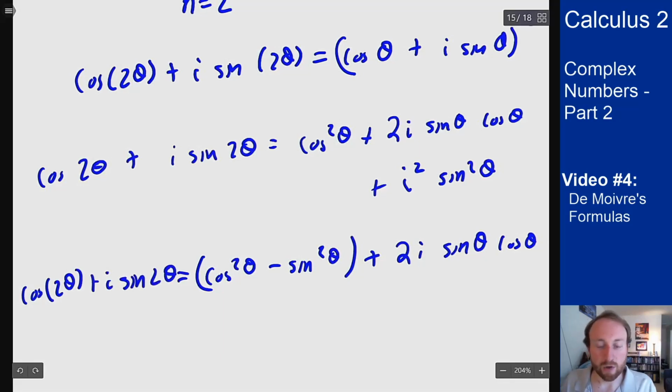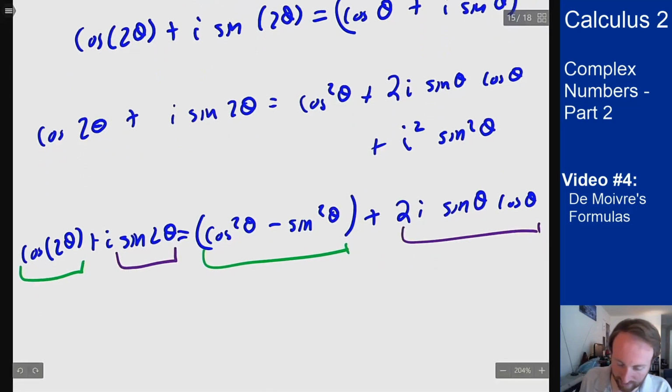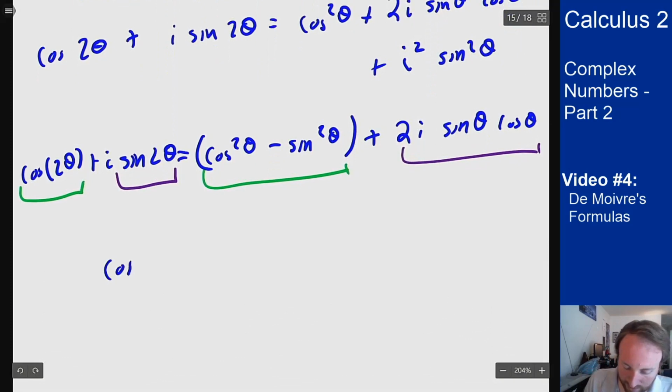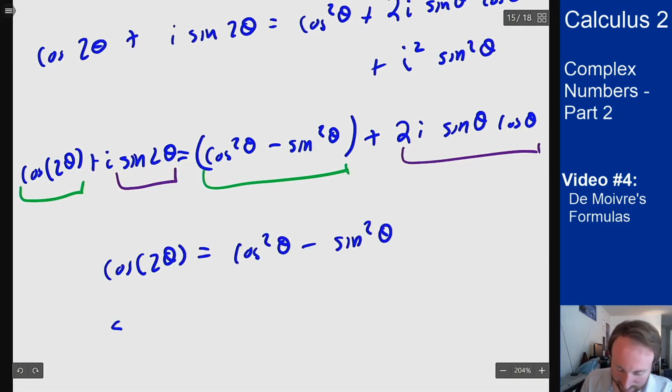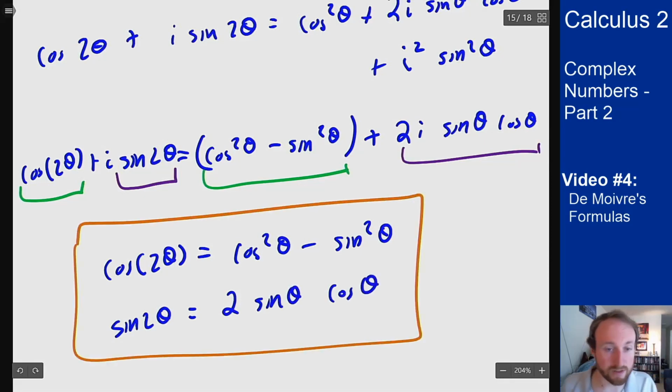Now, these two are equal as complex numbers. What does that mean? That means the real part equals the real part, and the imaginary part equals the imaginary part. If I extract those two expressions, what do I get? I get that cosine of 2 theta is cosine squared theta minus sine squared theta. And I get that sine of 2 theta equals 2 sine theta cosine theta, both of which you should recognize as the double angle formulas for sine and cosine.